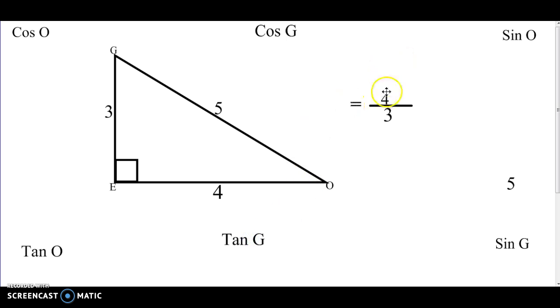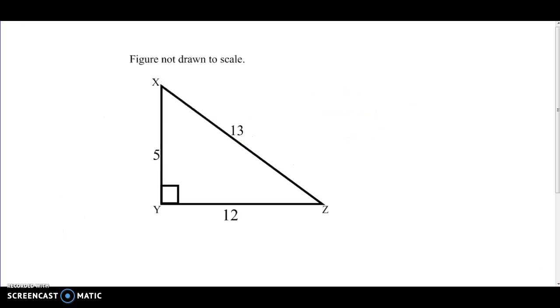Hopefully that made sense. And then last but certainly not least is the tangent of O. So the tangent of O is equal to, again, the opposite, which is 3, over the adjacent leg, which is 4. So the tangent of angle O is equal to 3 over 4. So I hope that makes sense for you guys. Now, if you look, here's this picture. Answer the questions on the right side.